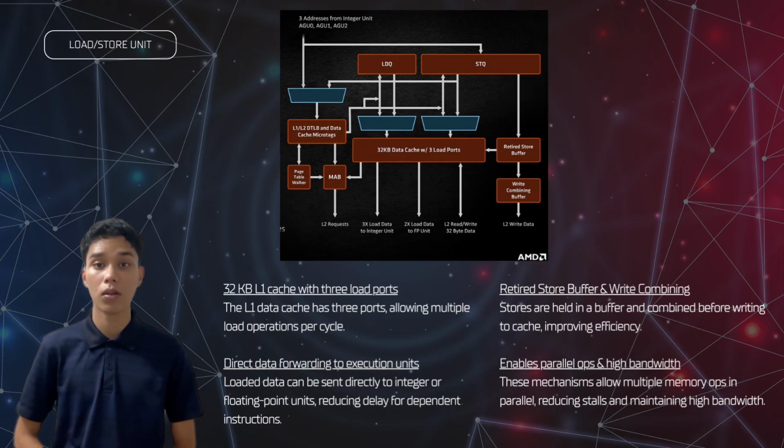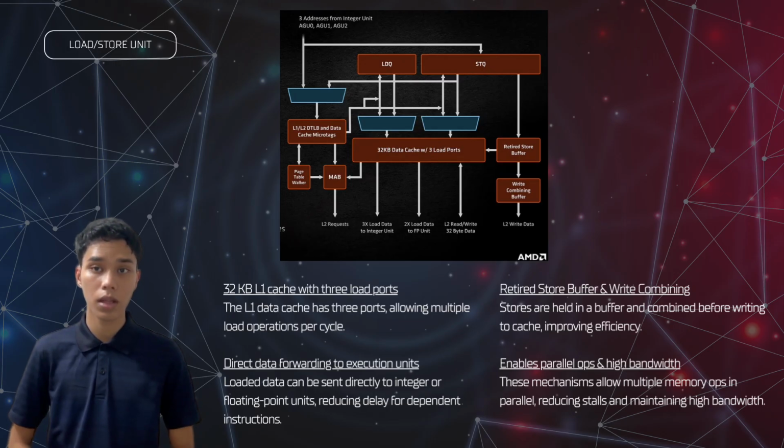At the heart of the load store system is the 32 KB L1 data cache with 3 load ports. This means it can serve up to 3 load operations simultaneously each cycle, feeding data quickly to the execution unit. To keep dependent instructions moving, data loaded from the cache is sent directly to the execution unit. This direct forwarding allows integer or floating point operations to proceed with minimal delay, reducing bubbles in the pipeline.